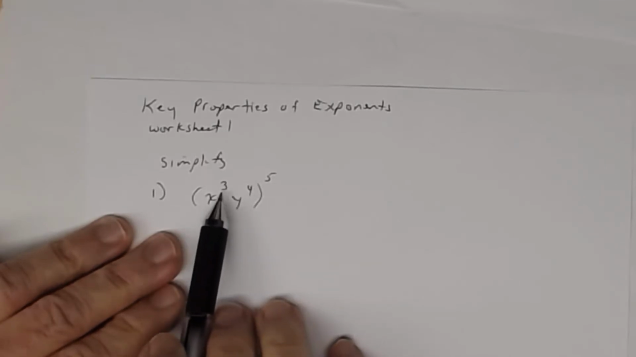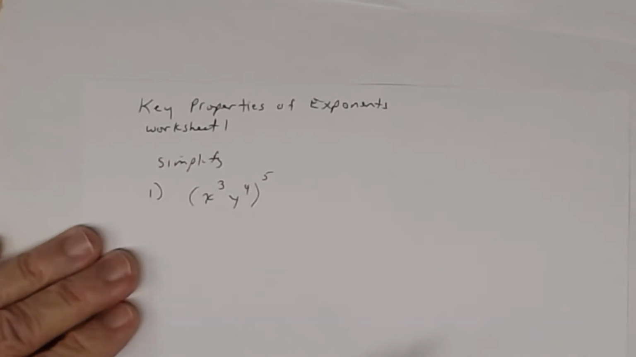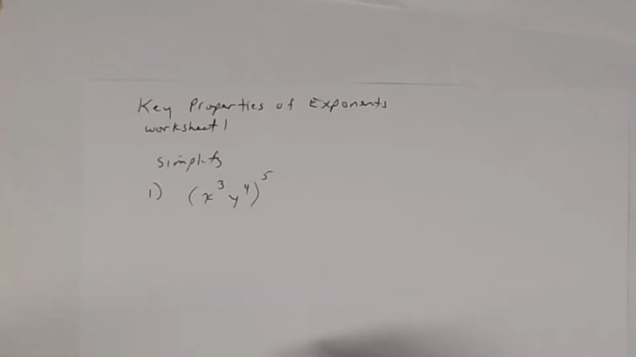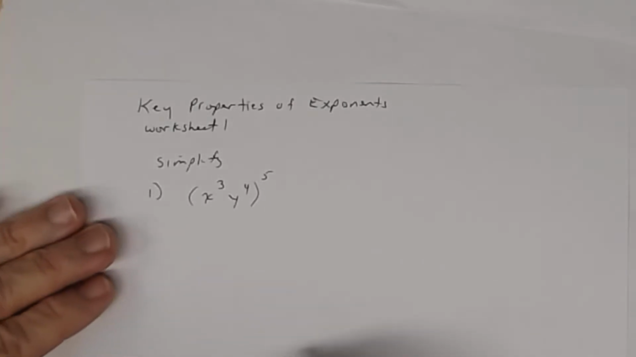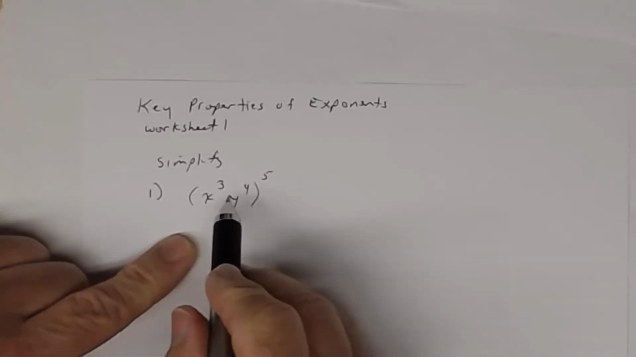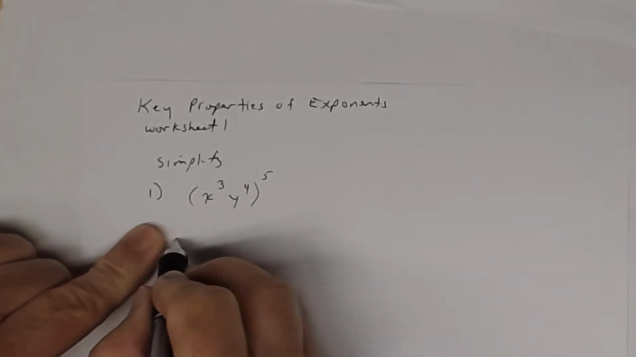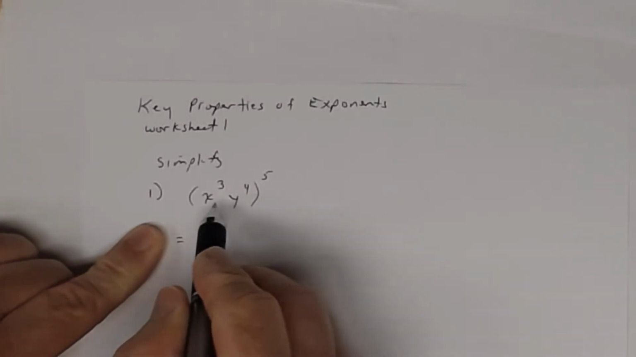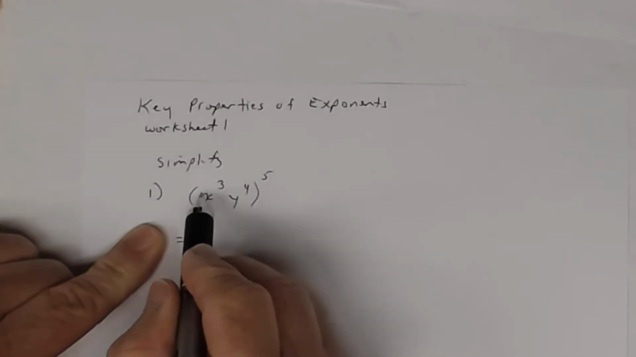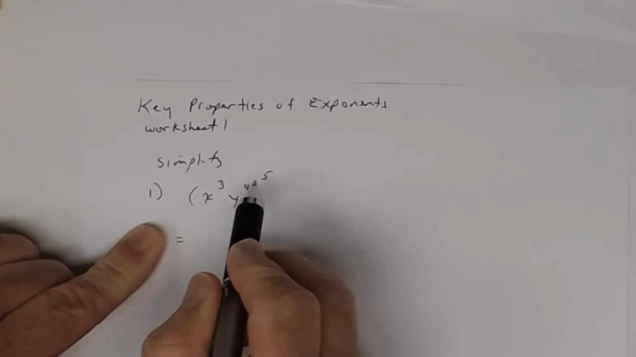So we have x cubed times y to the fourth raised to the fifth. Now when doing this problem, you're going to think about these properties that you've learned. One of the properties that you learned is the power of a product rule. So the power of product rule says that I can take each of these factors that's in this parentheses here and raise it to that fifth power.